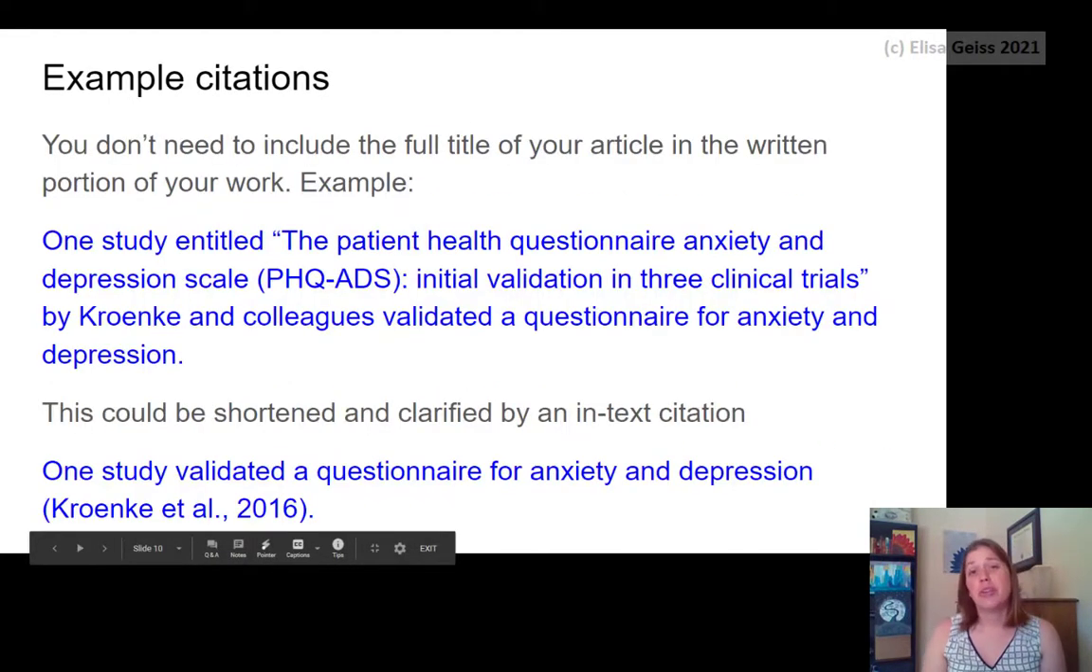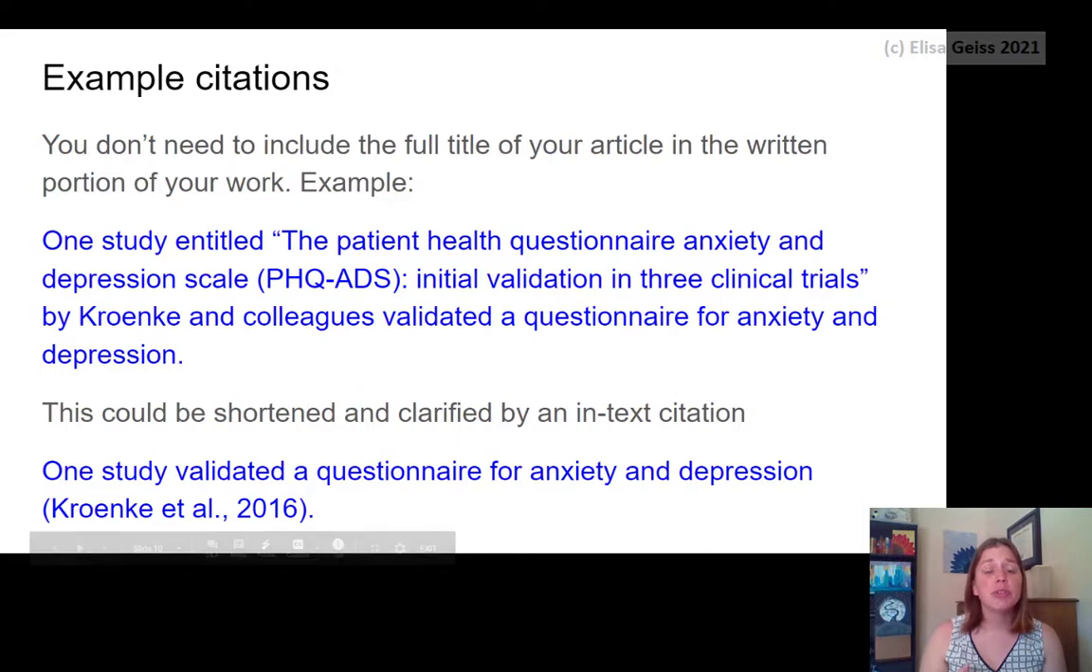Another thing that you should know is that a lot of the times in psychology, we want things to be pretty succinct and concise. So basically, you never need to include the full title of the article. There's no reason for it. It's superfluous and it's not necessary. So if I could have something like one study entitled blah, blah, blah, blah, but it doesn't get my point across.